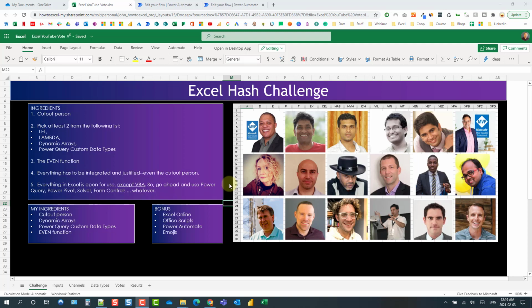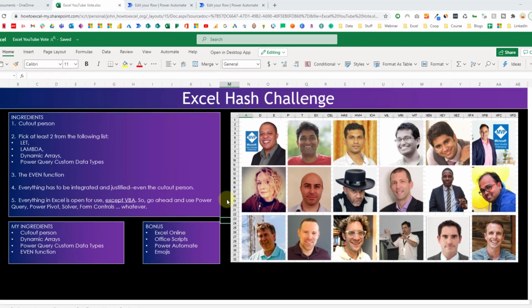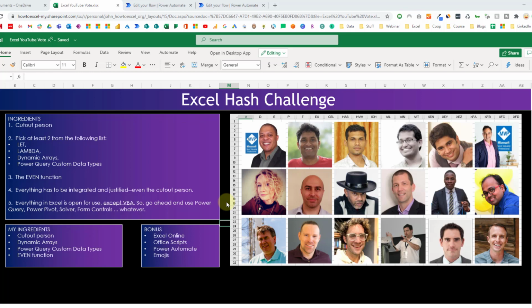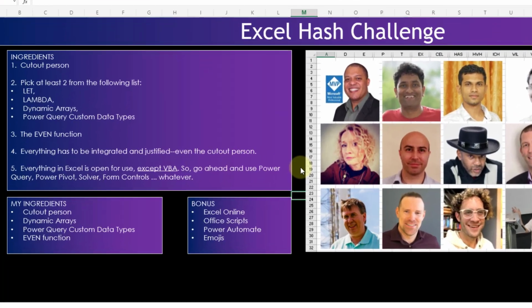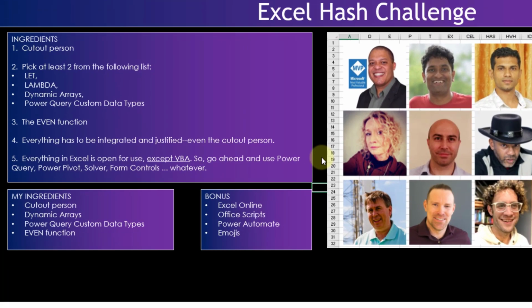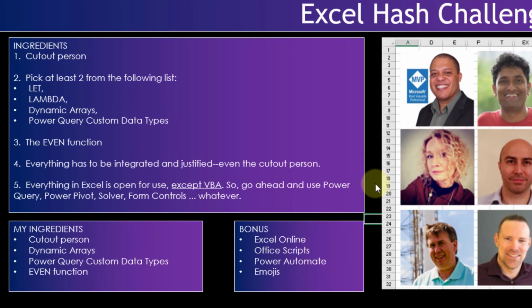Hey everyone, it's John here, and in this video, I'm going to show you my entry to the Excel Hash Challenge. This is a challenge that was put out by Oz du Soleil, and it's essentially like the cooking show Chopped. You get a list of ingredients, and then you have to come up with some sort of dish. In this case, we get a list of things that we need to use in Excel, and then we have to come up with some sort of Excel solution that uses those ingredients.